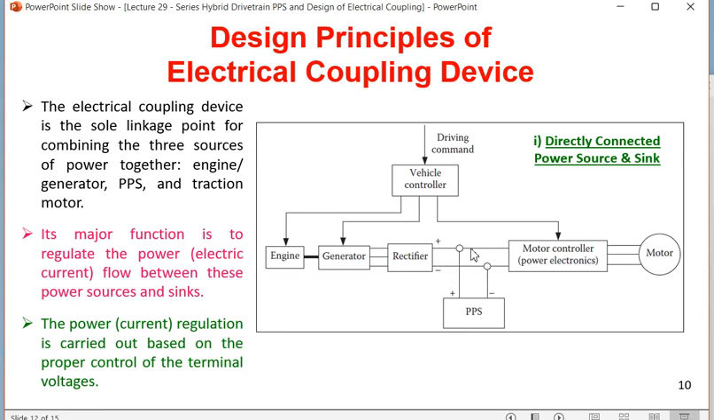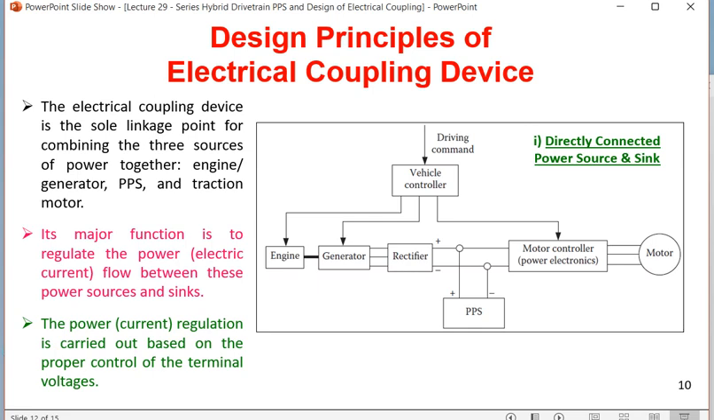So the electrical coupling device is the sole linkage point for combining the sources of power together: engine, generator, PPS, and traction motor. So this is this point. Its major function is to regulate the power, that is the electrical current flow, between the power sources and the sink. Who is the sink? Sink means who is receiving the power. So the motor, or motor controller, is the sink. Through it, the sinking is controlled. So the major function is to regulate the power and electrical current flow between source and sink.